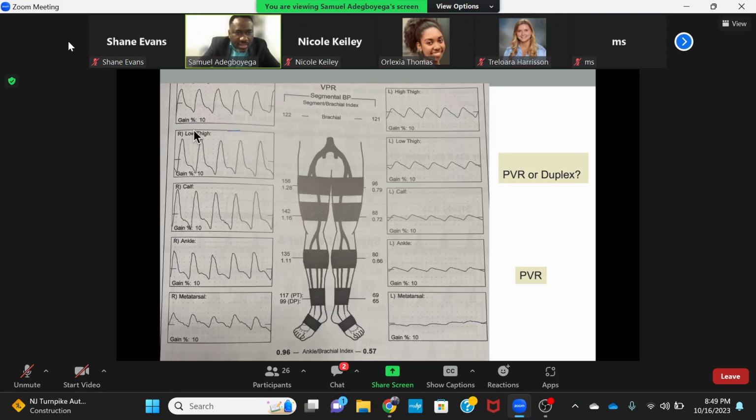So let's look at this. So this is the first waveform. Upstroke, downstroke, and diastolic, and that's it. This is done. That's done. It's the next one. Done. Next one. Done. Now watch this. Let's go to the next one.